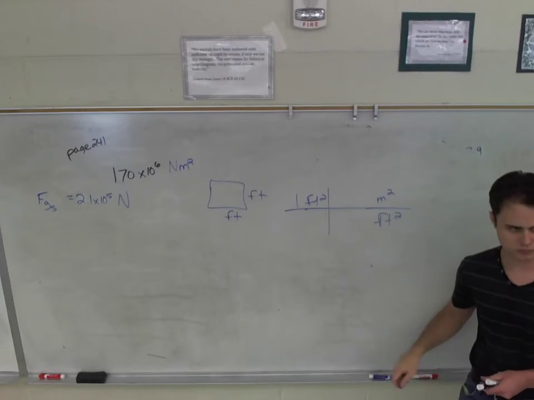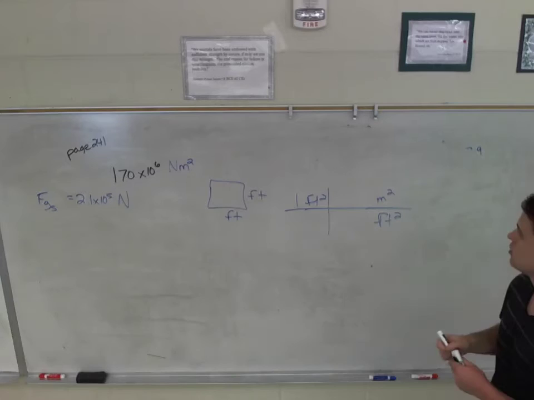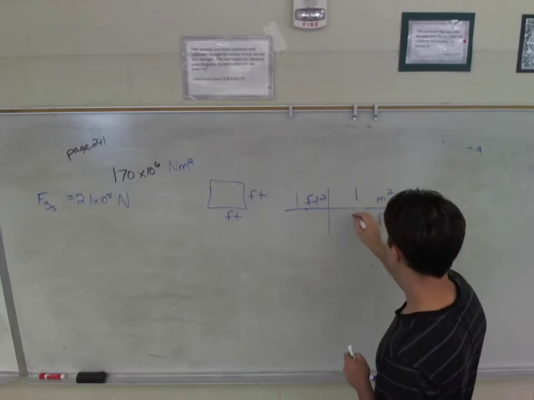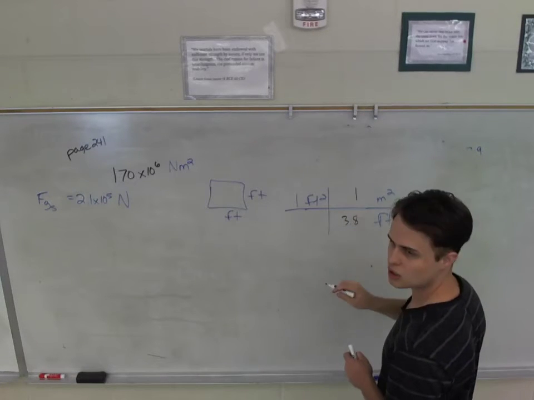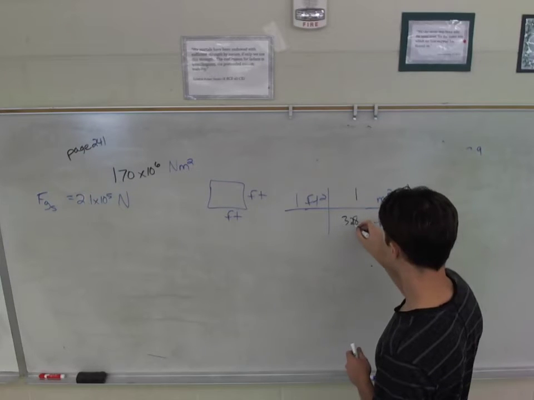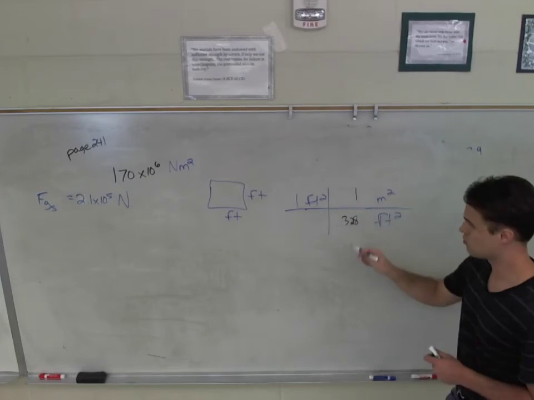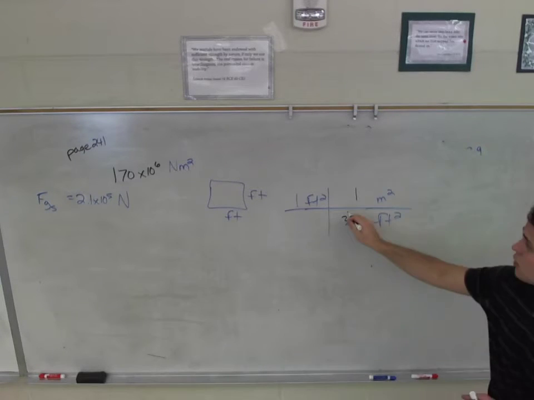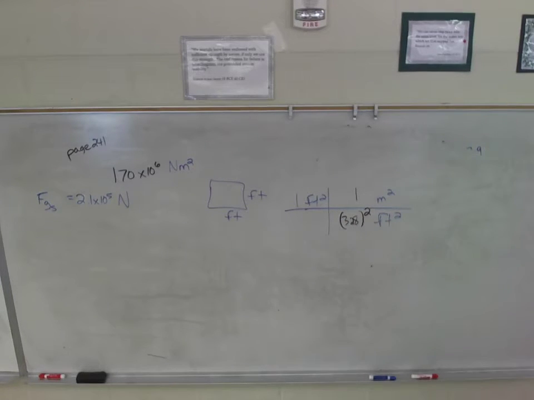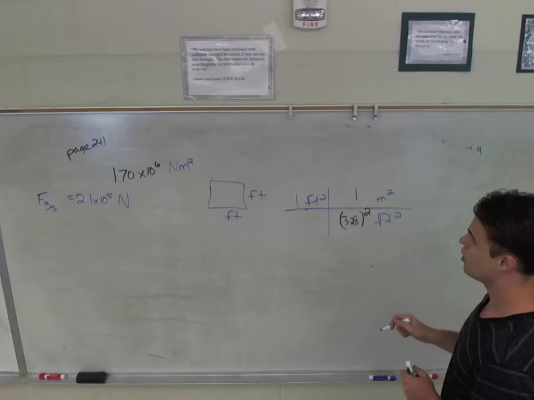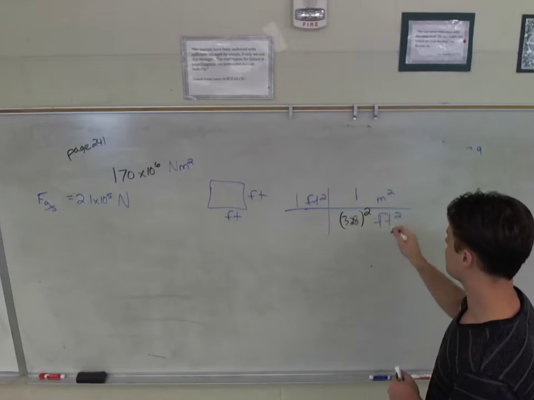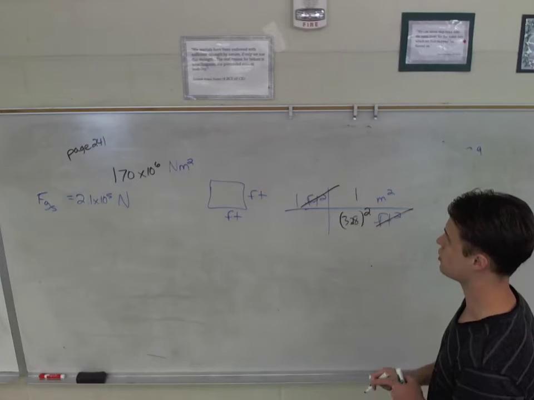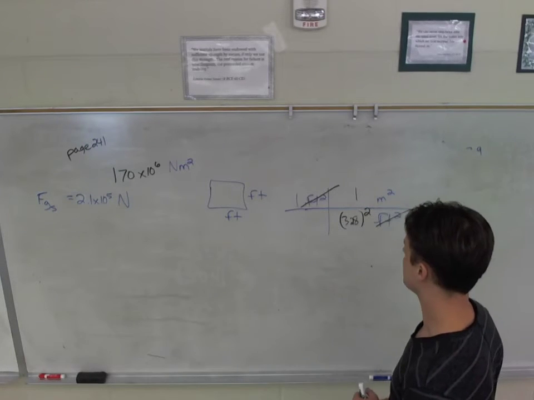Look it up. 1 meter equals 3.281 feet. So 1 meter is 3.28. Is that all I have to do? I need to square it, right? So that's how you convert feet squared to meters squared. So what should I do with that?